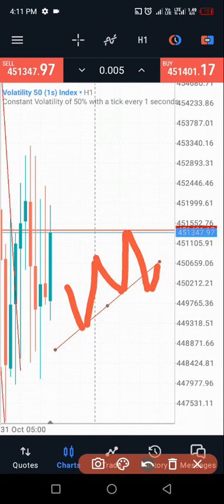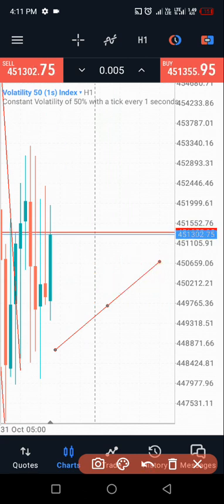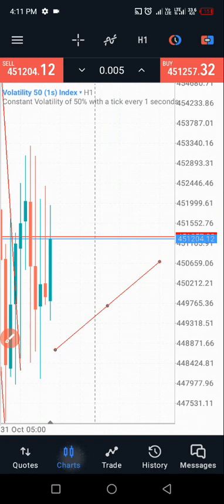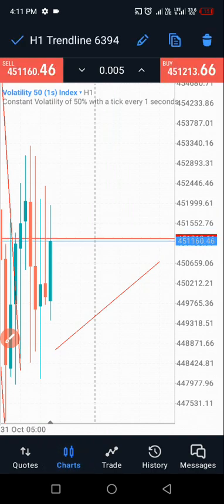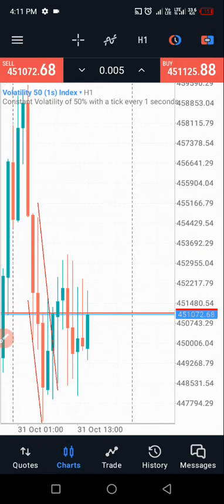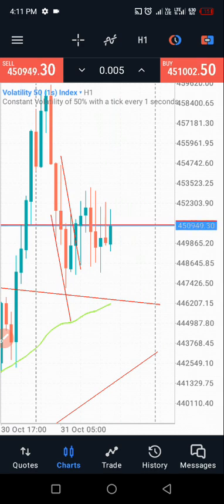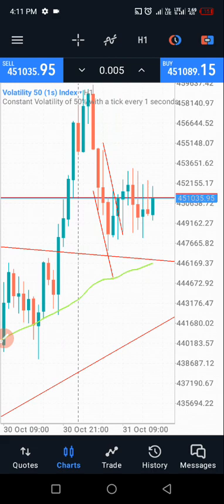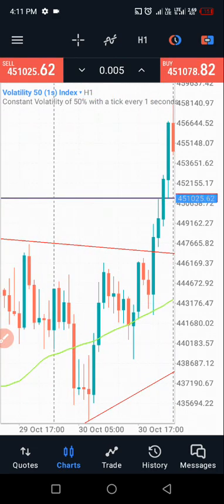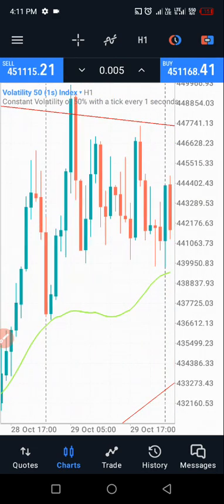Let me go ahead and explain how to take your trade entry. The first thing we did was to determine the direction of the market. I'm going to turn my phone on landscape now, so you will see clearly.